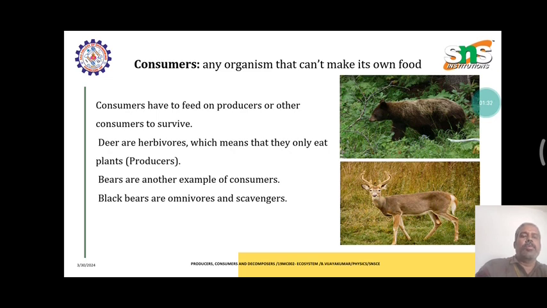The second category is the consumer. A consumer is any organism that cannot make its own food. The consumer has to feed on a producer or another consumer to survive. Deer are herbivorous, which means that they only eat plants. Bears are another example of consumers. Black bears are omnivorous and scavengers.